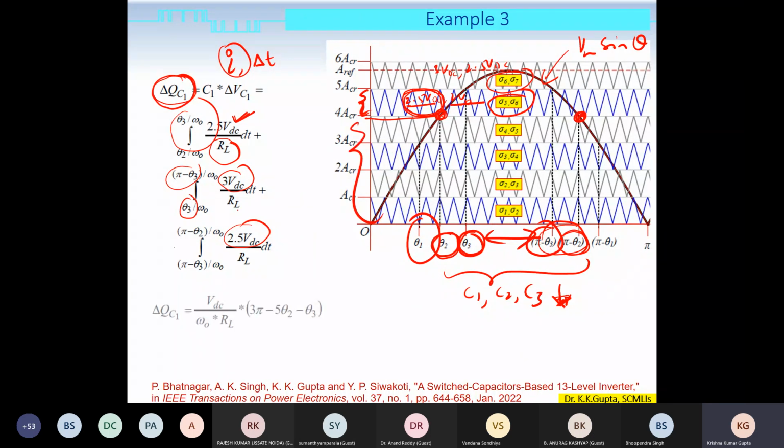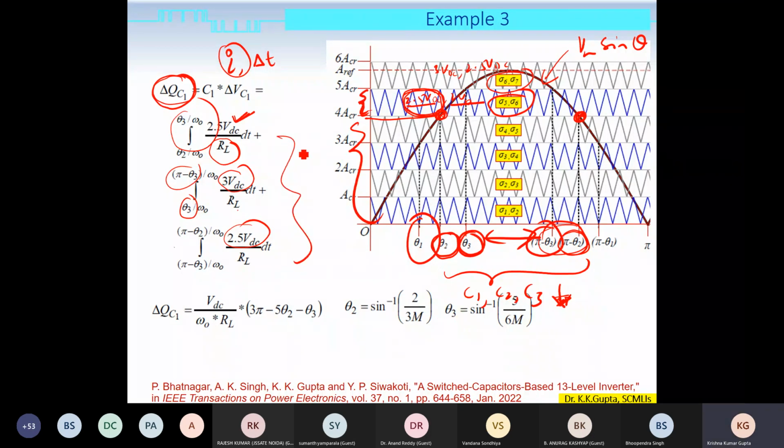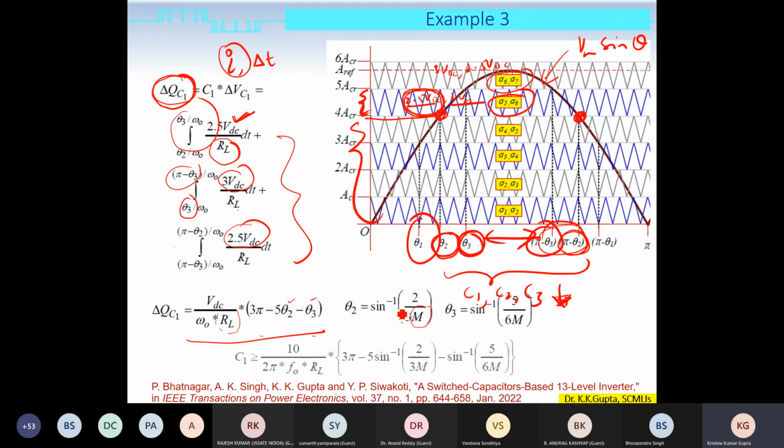So based on the modulation index, you can express these angles theta 2 and theta 3. You can express them in terms of the modulation index, right? So if you calculate this expression, it comes out to be like this. So the amount of discharge that it undergoes depends on the resistive load that we are considering and the actual values of these angles, which are dependent on the modulation index, right?